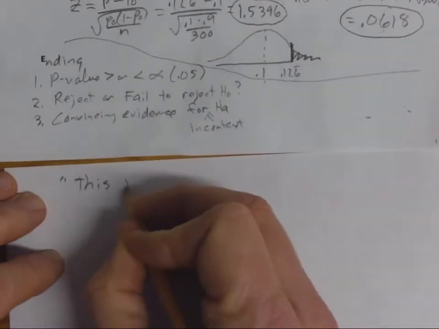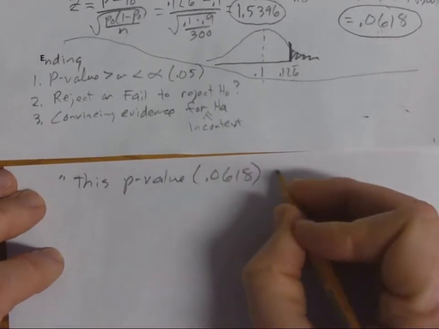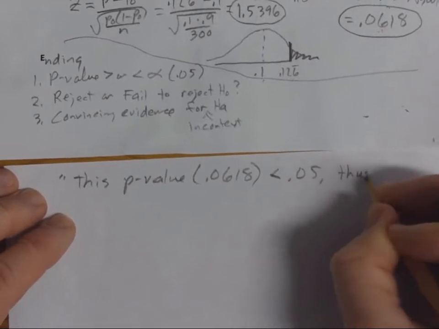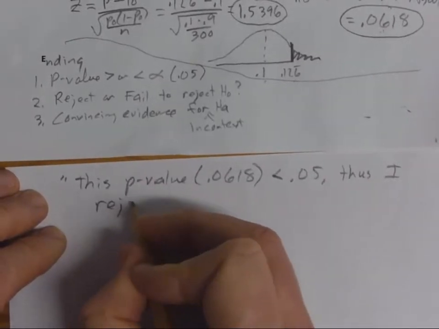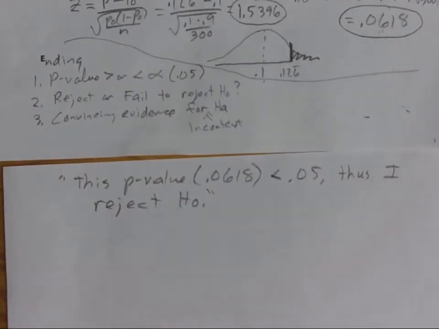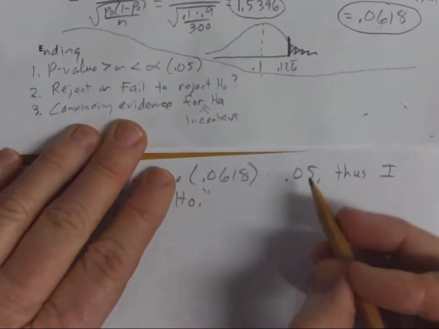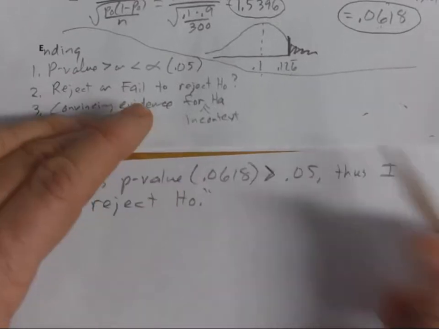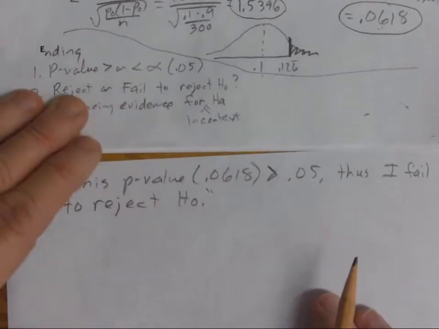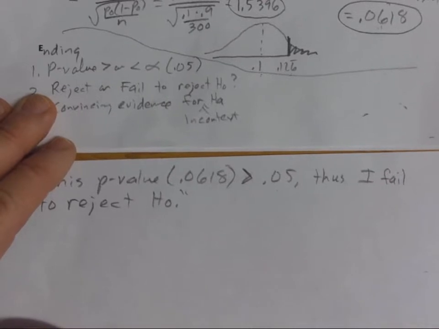This p-value, which is 0.0618, is less than 0.05. Thus, I reject the null hypothesis. Good Lord, I just said that backwards. Breaking news, 0.06 is actually greater than 0.05. Sorry, so I fail to reject. Sorry about that. Okay. This p-value is greater than 0.05, thus I fail to reject the null hypothesis.